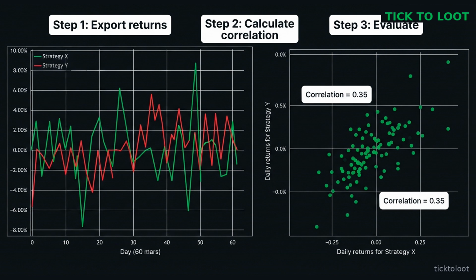The takeaway here is simple. Before you allocate capital to multiple algorithms, run this 3-step test. Export returns, calculate correlation, and decide based on a clear threshold. This quick check helps you avoid the pitfall of stacking similar bots and ensures each algorithm adds a unique piece to your overall trading puzzle.